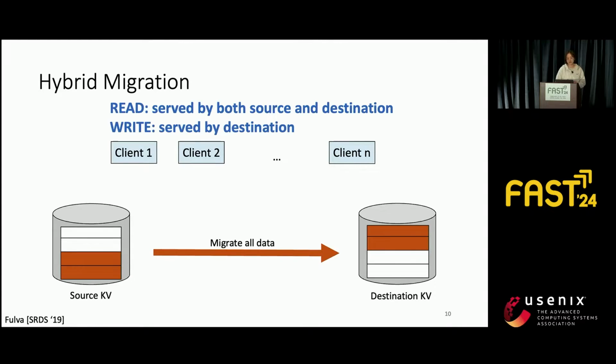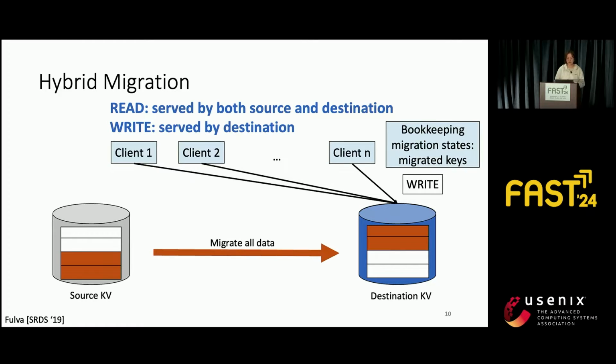Hybrid migration uses both the source and destination nodes to serve requests during migration. And it needs to keep the migration state somewhere. For example, Fuwa uses its client library to keep all the migrated keys, or it can be kept in the cluster coordinator. And Fuwa uses the destination to serve all the write requests during migration.